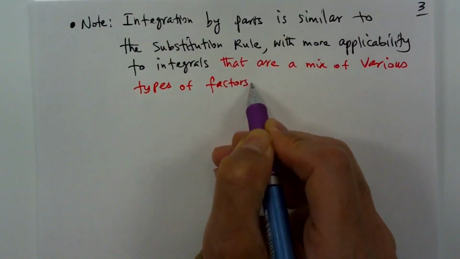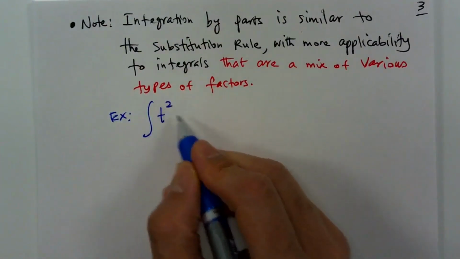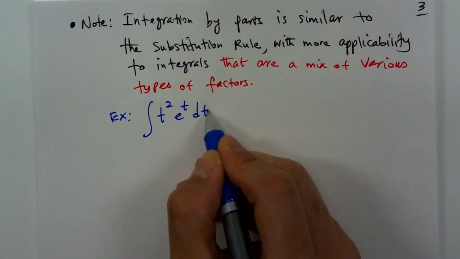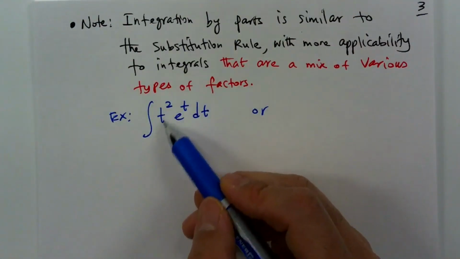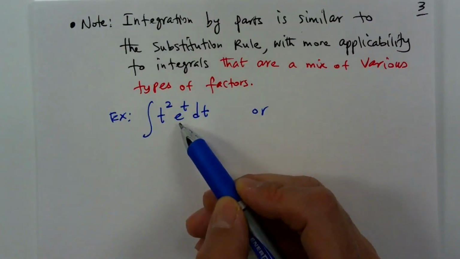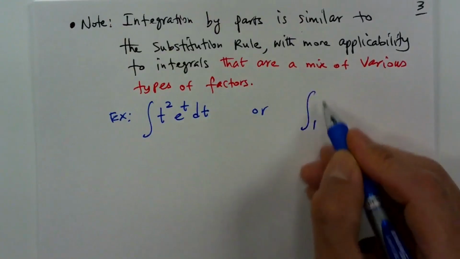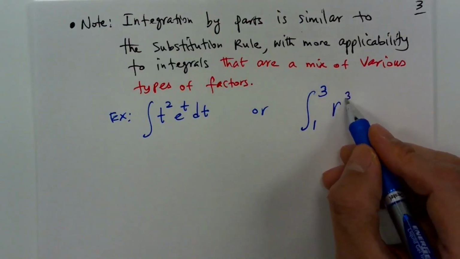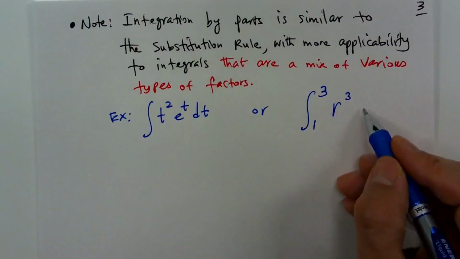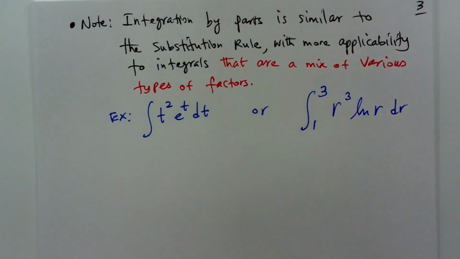That's very important. Examples of that would include something like the integral of t squared e to the t dt. Notice that we have a power function multiplied by an exponential function. These are various types of functions. And here we have a definite integral that is a product of an algebraic or power function and a log function, natural log of r dr.